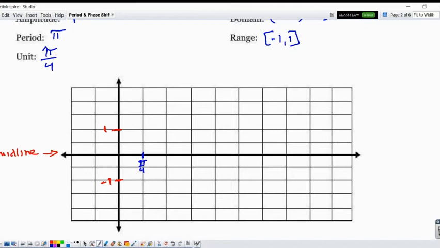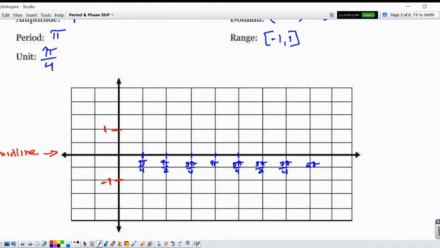So our first mark would be pi over 4, and then we're going to have pi over 2, 3 pi over 4, and here's pi. And I'm going to keep on going to 2 pi so we can see how the period has changed. This would be 5 pi over 4. This would be 3 pi over 2. This would be 7 pi over 4. And here we would have 2 pi. So we just counted by pi over 4s.